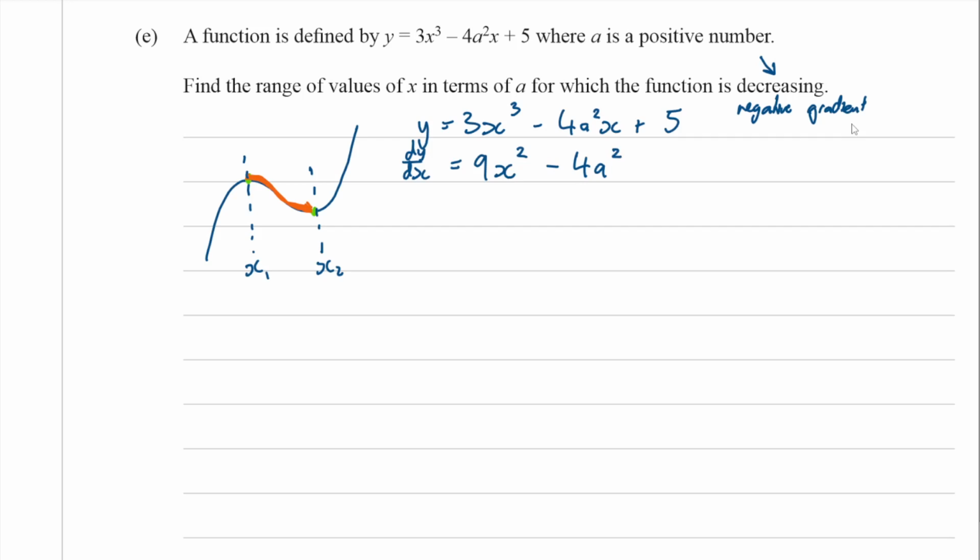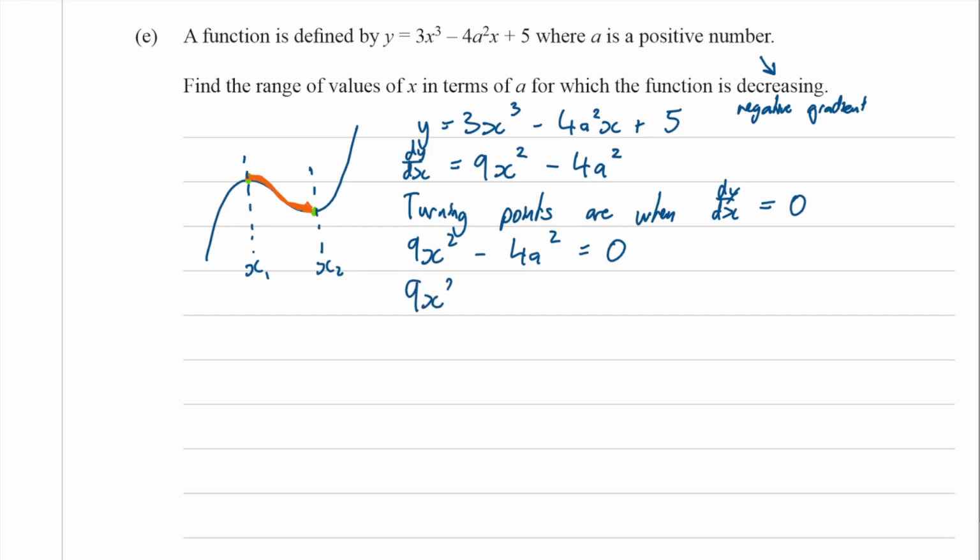So we've calculated the derivative. Now, what we were looking for were the x values of the turning points. So we could say turning points are when the derivative is equal to 0. In other words, 9x squared minus 4a squared equals 0. Solve for x. I'll add 4a squared on both sides. We're getting closer. I will divide both sides by 9.